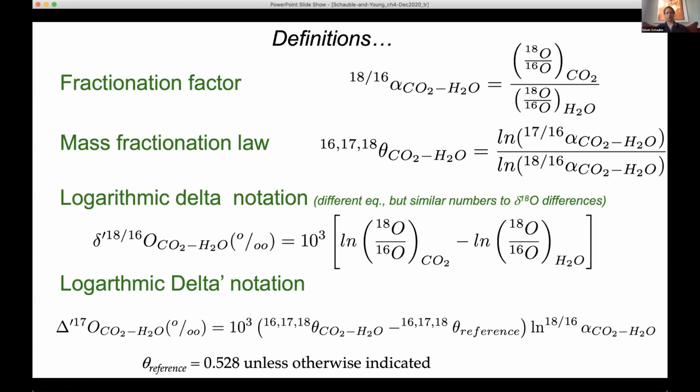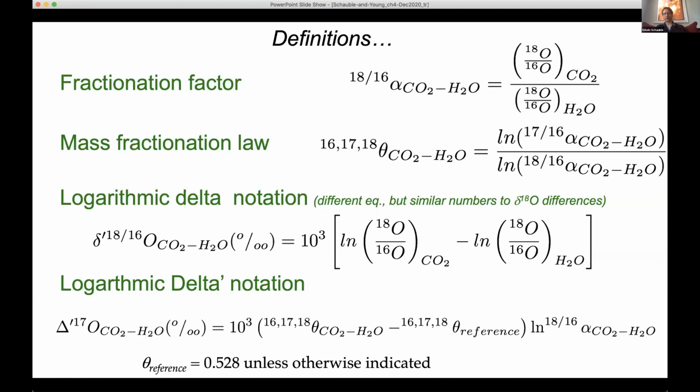In putting together the chapter, I've tried to stay close to standard notations, but I'll just put up this slide in case there are any small differences that become important later. So I'm going to be talking about fractionation factors, the separation of isotopes between different substances, in terms of an alpha, which could be 18/16 or 17/16, and then define a theoretical mass fractionation law between those substances in general for an equilibrium process in terms of the ratio of the natural logarithms of those fractionation factors.